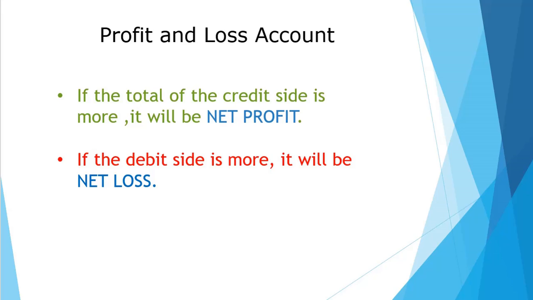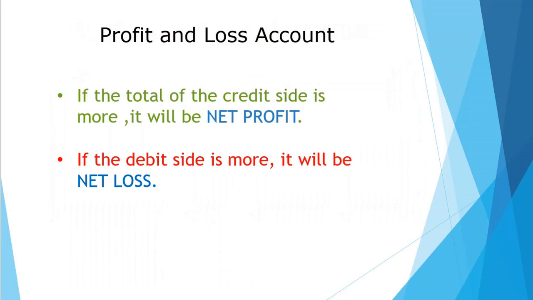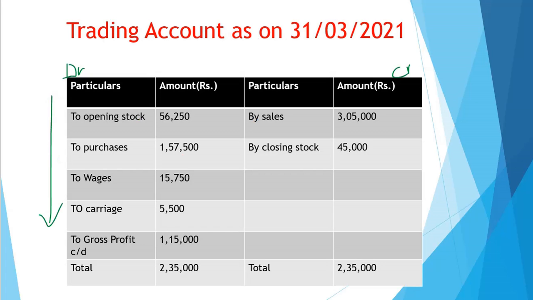Here guys, there are two important points. If the total of the credit side is more, it will be net profit. That means whenever the credit side is more, we call it net profit. And if the debit side is more, it will be called a net loss. Let us see here guys. This is the credit side, CR means credit side, DR means debit side. So here our debit side is more, so we will call it a net loss. If the credit side is more, then we will call it a net profit.